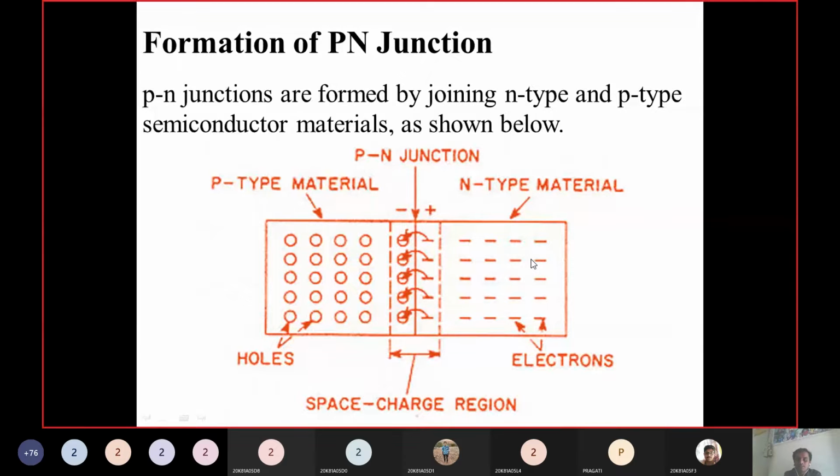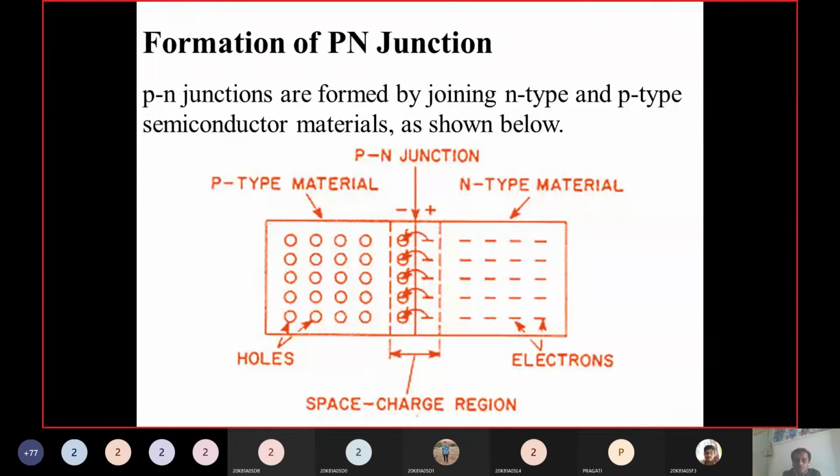In the N region, the majority and high dense carriers are electrons. That is why these electrons try to diffuse to the P region. Similarly, in the P region, the majority charge carriers are holes, and the density of holes is high. So these try to diffuse from this region to the other region. This is the initial process.